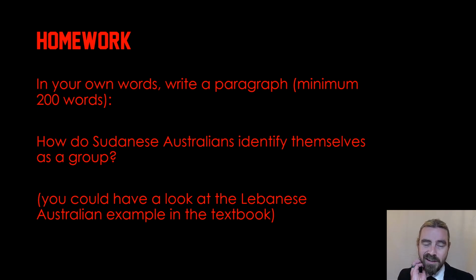The case study that's in the textbook is about Lebanese Australians, and it might be a good idea if you can't think of what types of things to write about. Have a look there. There's a whole page about how Lebanese Australians identify themselves as a group. Read that if you want to, and do the Sudanese Australian version of it.